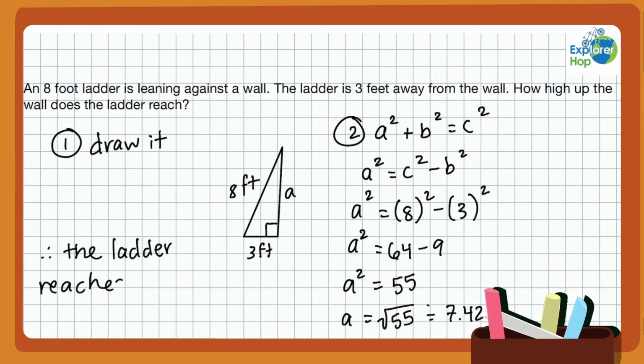Therefore, the ladder reaches around, because it's not exact, we rounded, around 7.42 feet up the wall.